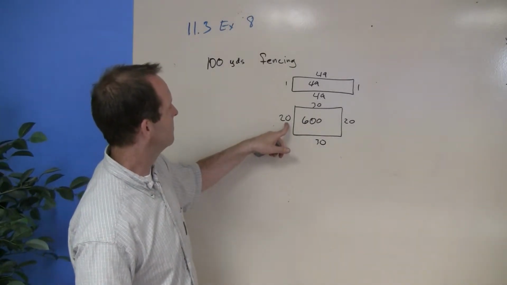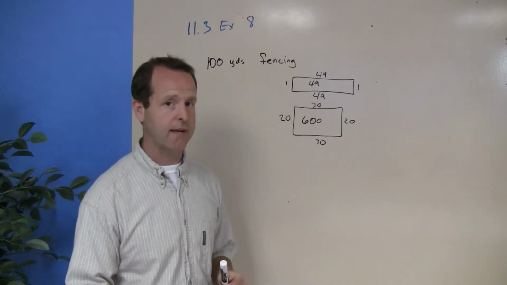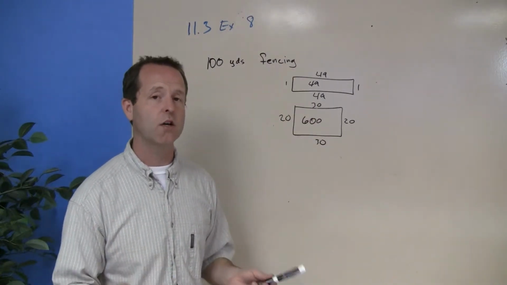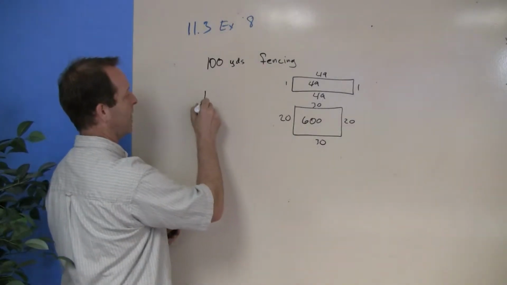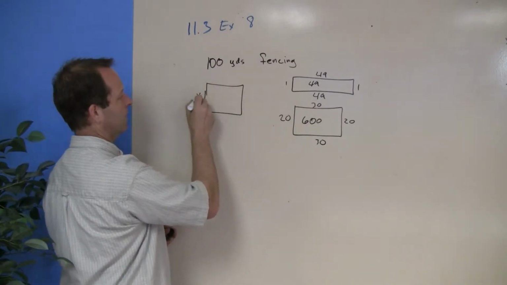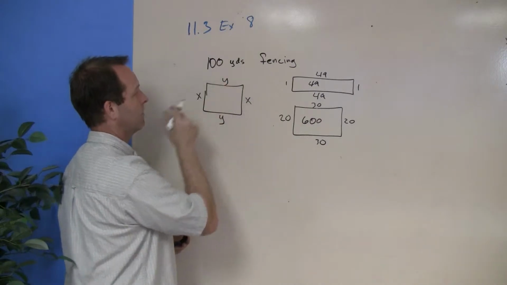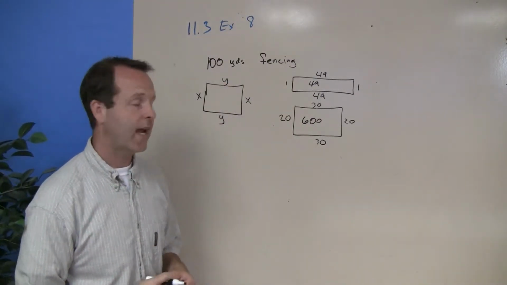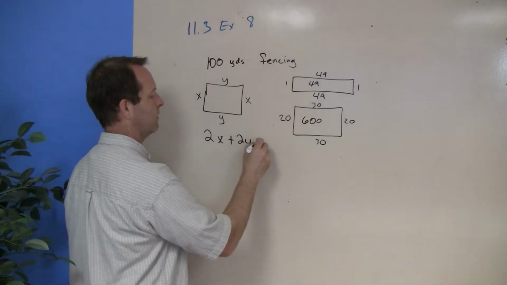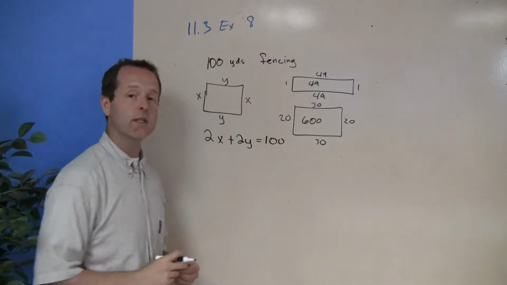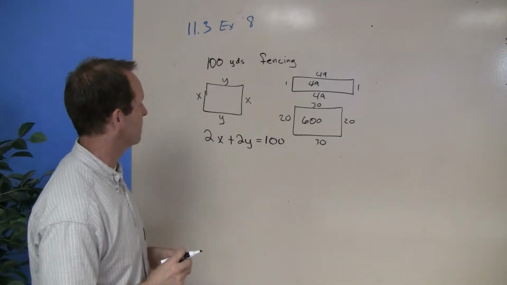Looks like I have a length times a width. That's one component, gives me area. But I also know I have 100 yards of fencing to go all the way around it. So if I have a generic rectangle, let's call the width x and the length y. So what's the perimeter of that rectangle? 2x plus 2y equals 100. That mimics this particular illustration.